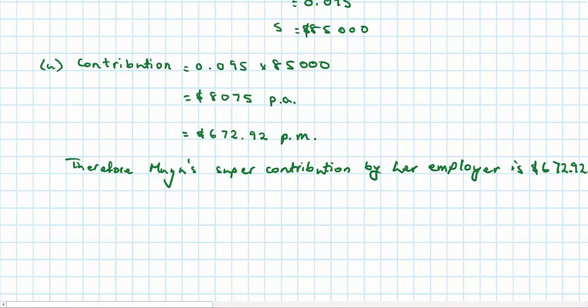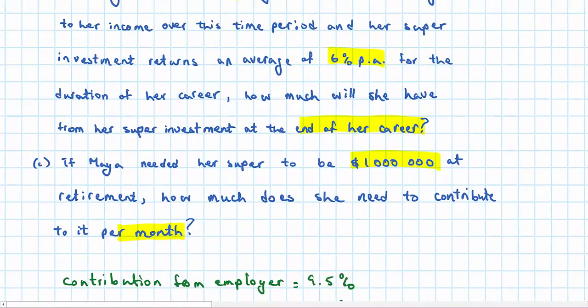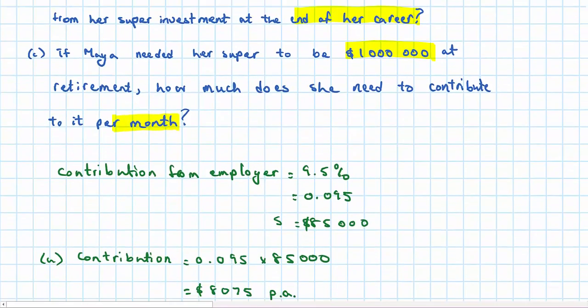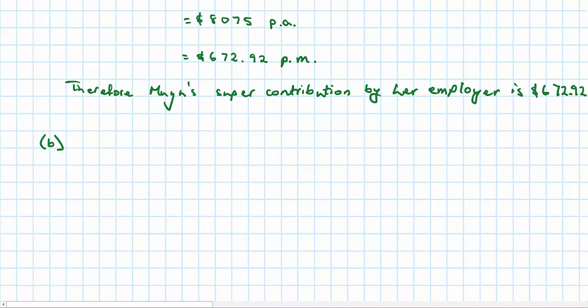Okay. Part B. This is where the guts of this question is. Part B says, she works for 35 years. The return is 6% per annum. How much money will there be at the end of her career? So, N is 35 years, but we need to convert to monthly because payments are made monthly. So that's 420 months.